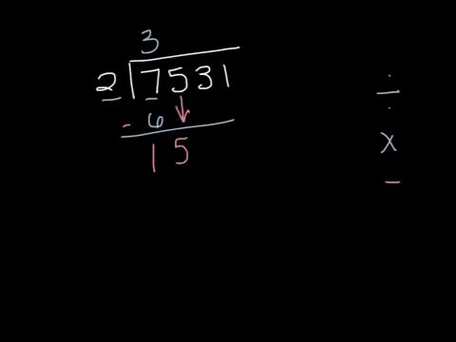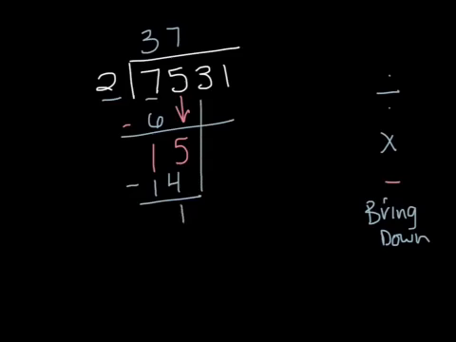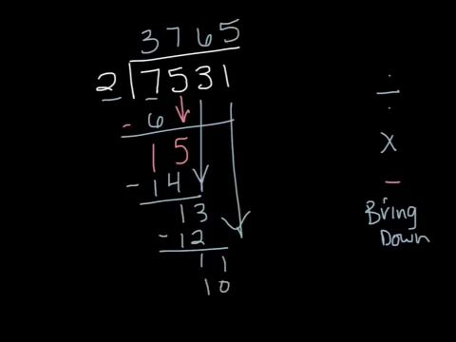Then we repeat the process. So let's write bring down. We repeat the process. 2 goes into 15 7 times. 7 times 2 is 14. Subtract gives me 1. I bring down the 3. I divide. 13 divided by 2 is 6. 6 times 2 is 12. Subtract. I bring down. 2 goes into it 5 times. 5 times 2 is 10. Subtract, and I have a remainder of 1.